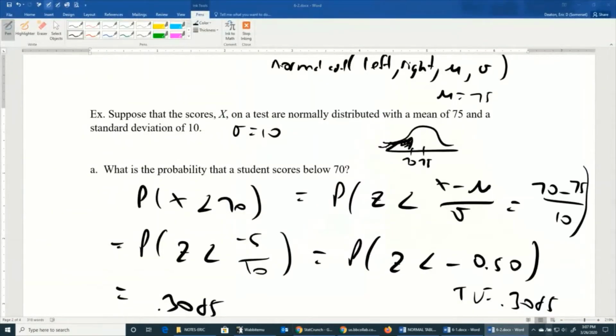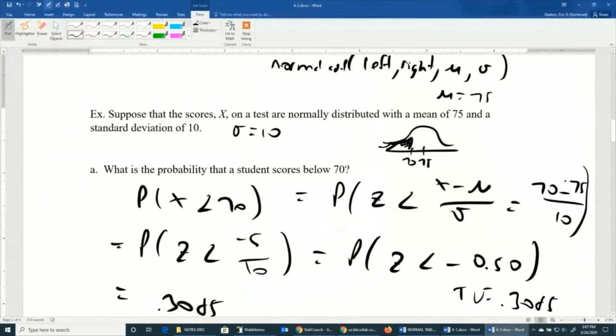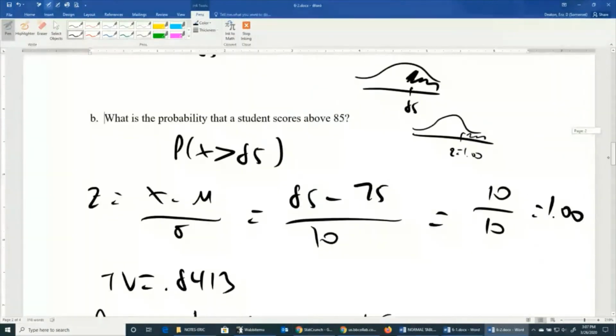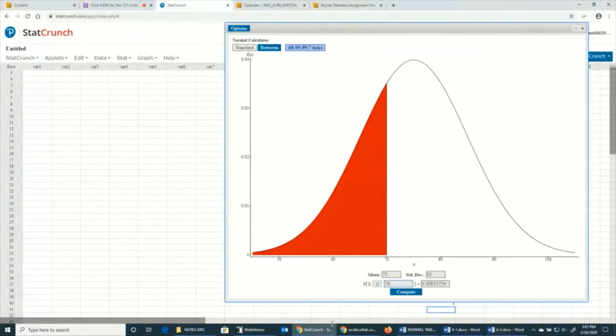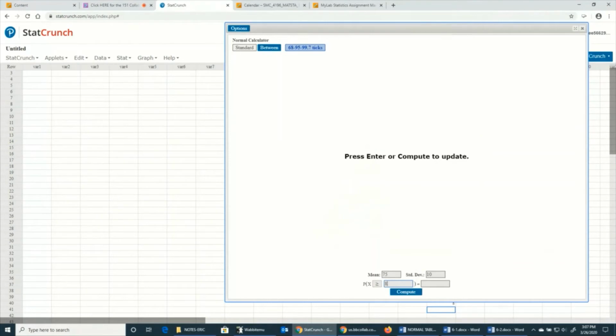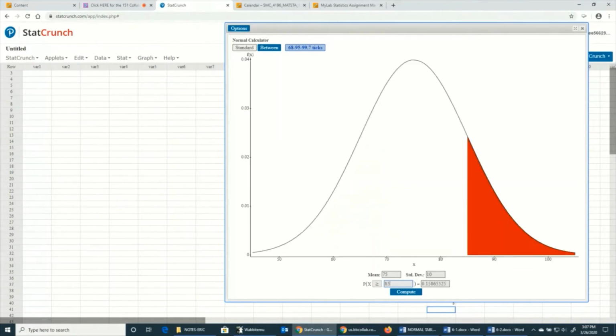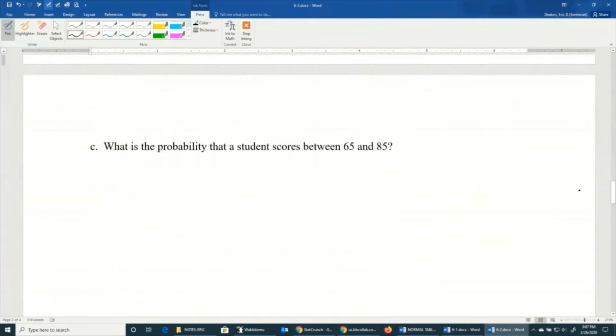What do we get? 0.3085. See the picture? Greater than 85. Watch this. Keep the mean and standard deviation the same. Greater than 85. You see the answer? 0.1586, but the 5 rounds it to 7, 0.1587. Just telling you, nothing better than stat crunch.